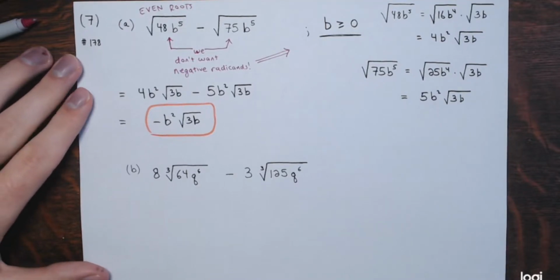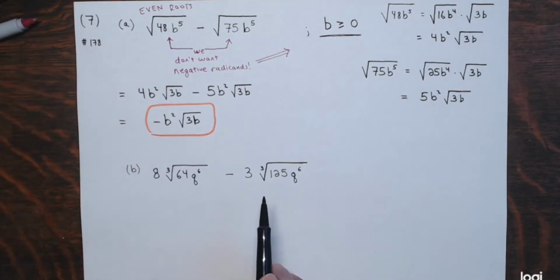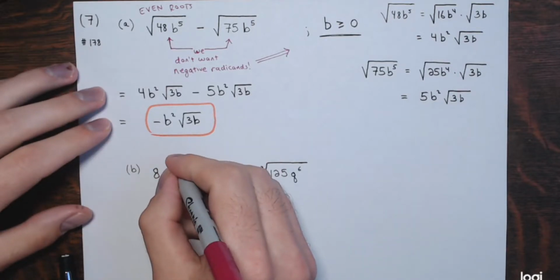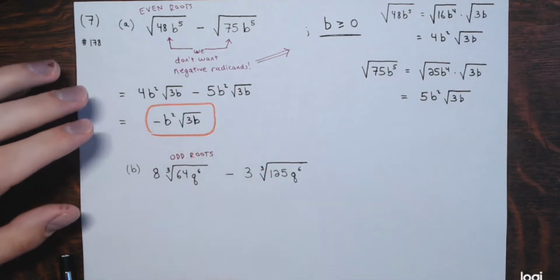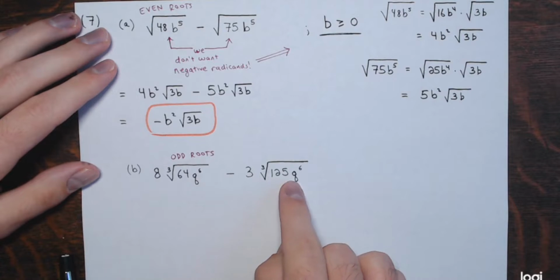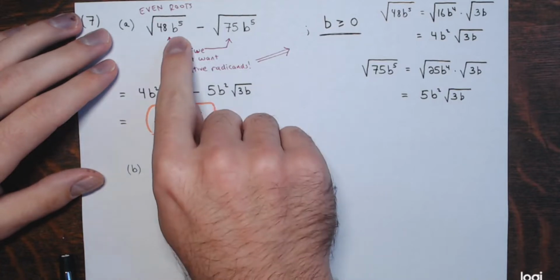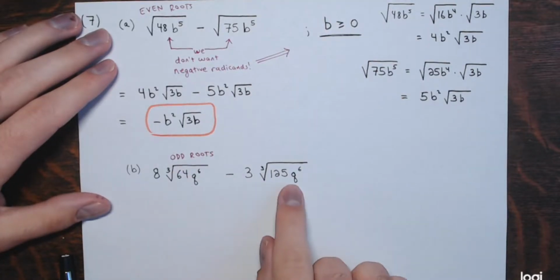Okay, part B. Now this time we have odd roots. Right, cube root, fifth root, seventh root, etc. And remember, when you're doing odd roots, the radicand can be any real number you want. So there are no restrictions on q here. In part A, b had to be non-negative for us to be able to still deal with real numbers. Here, q can be anything. Right? You can take the odd root of a positive number, a negative number, 0, doesn't matter. So there are no restrictions.